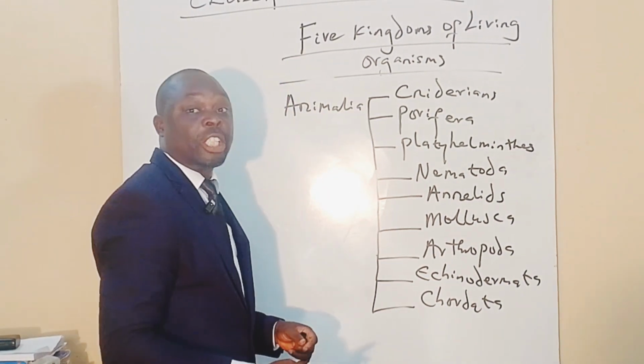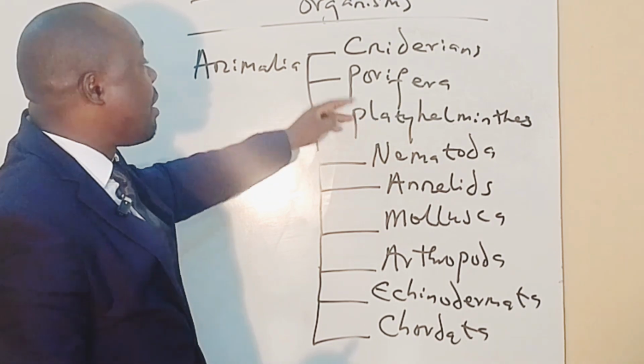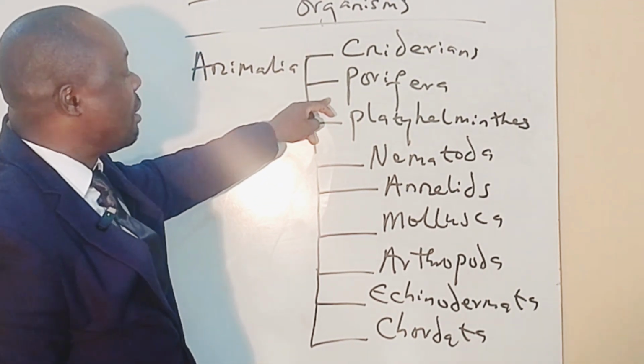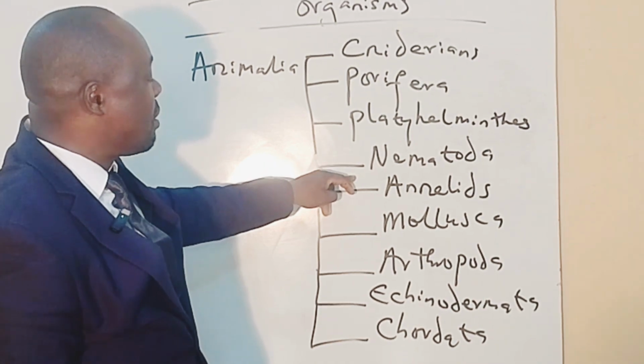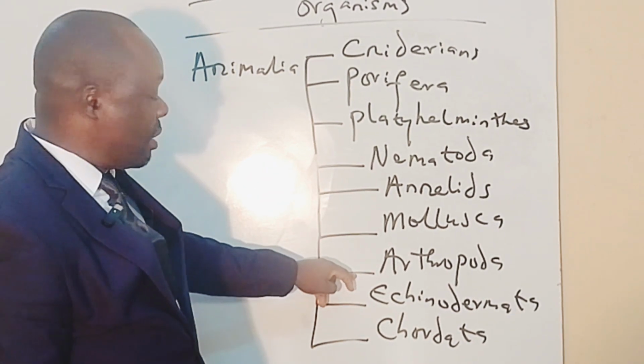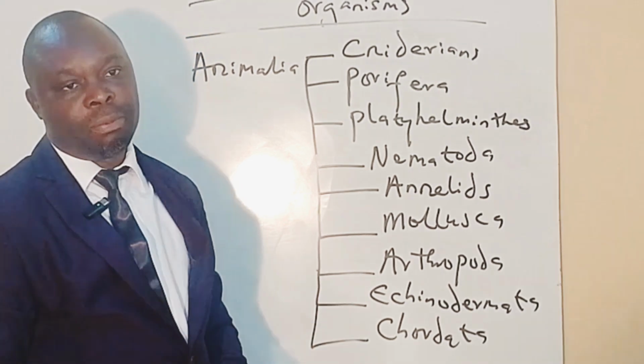It is our duty to ensure that you understand the characteristics of these Porifera, Cnidarian, Platyhelminthes, Nematoda, Annelids, Mollusca, Arthropoda, Echinodermata, Chordata with examples.